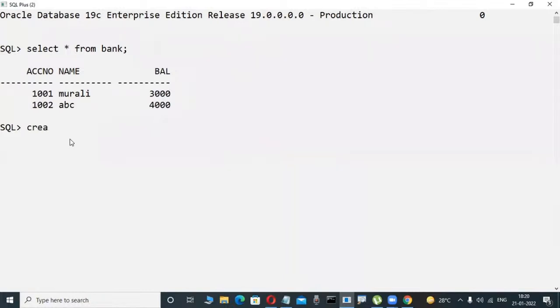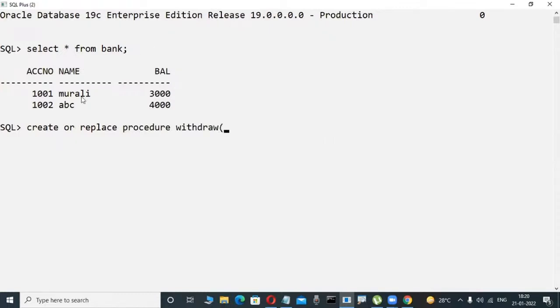These are demos, just for the idea. I am writing a procedure. Don't write it down. Create or replace procedure. Observe the execution. Here I'm giving my procedure name: withdraw is the procedure. Okay, fine.